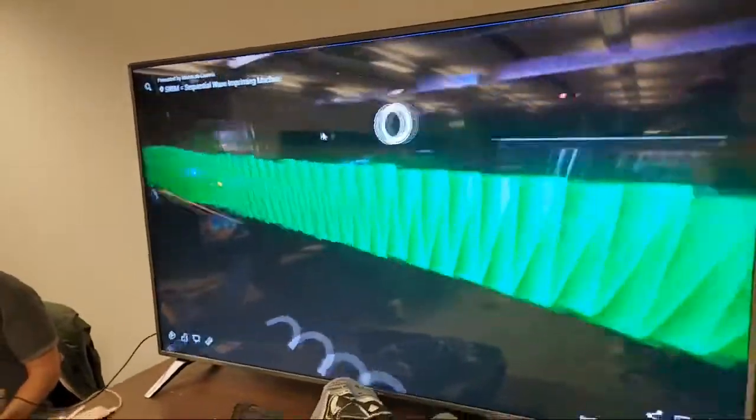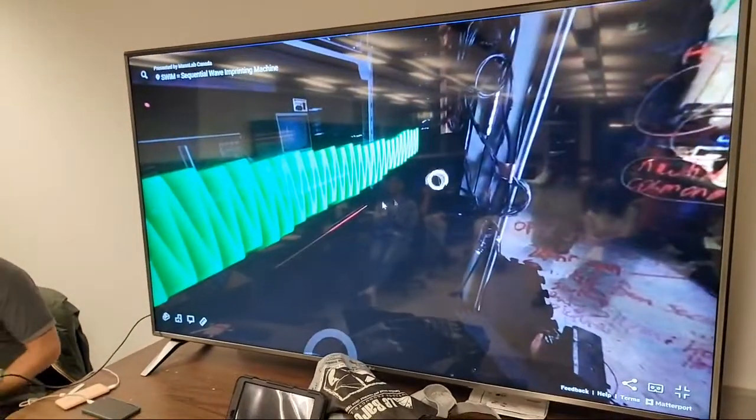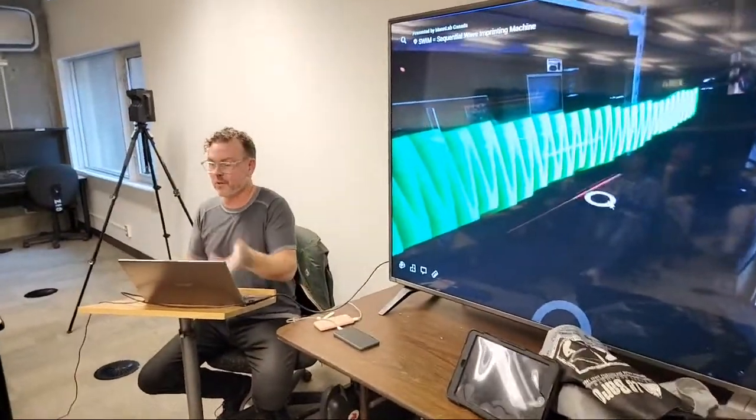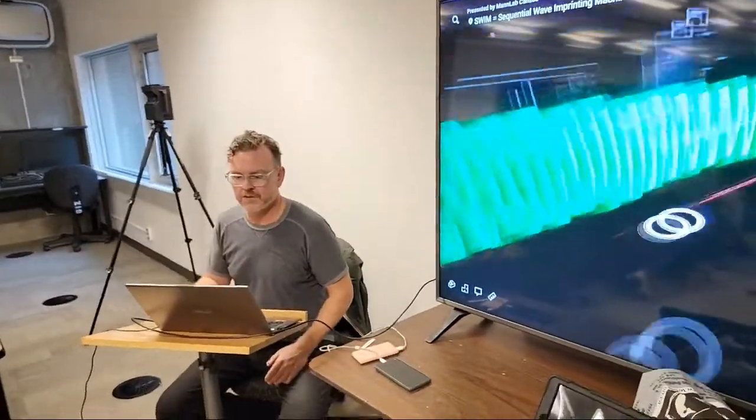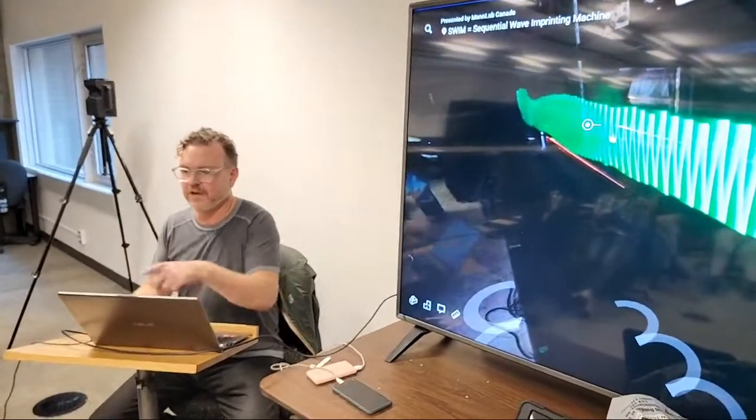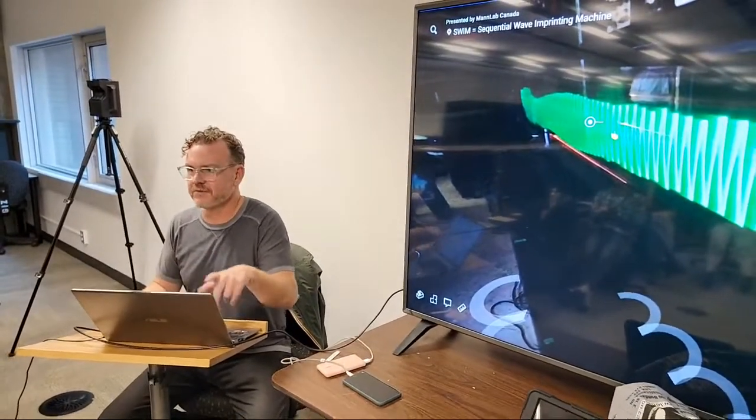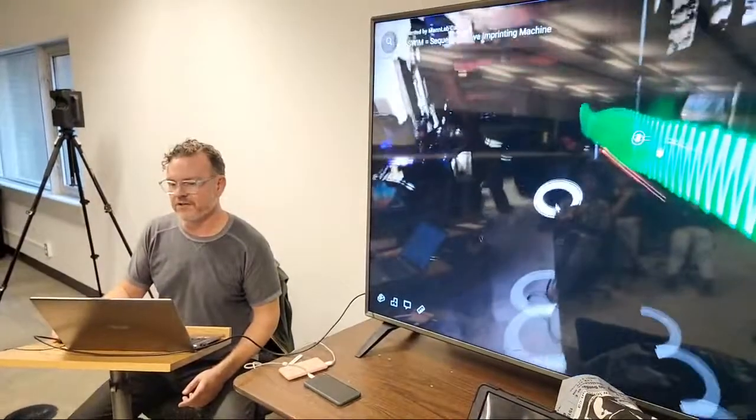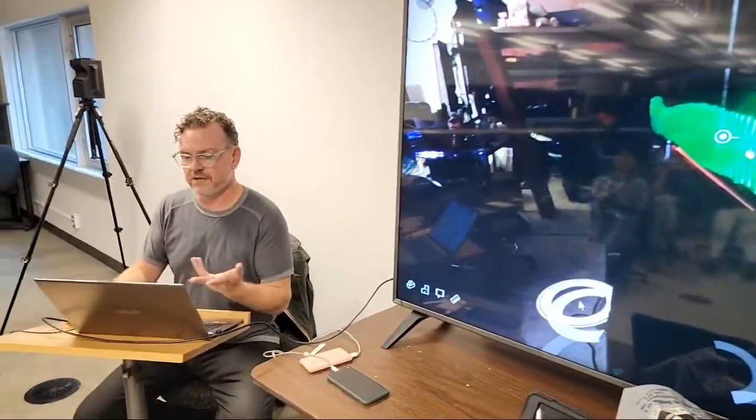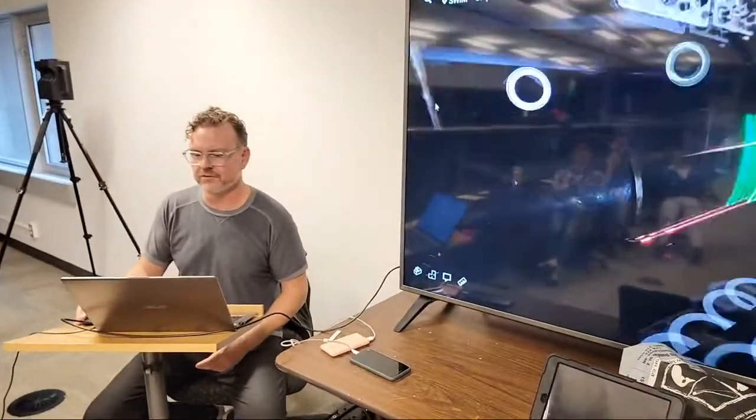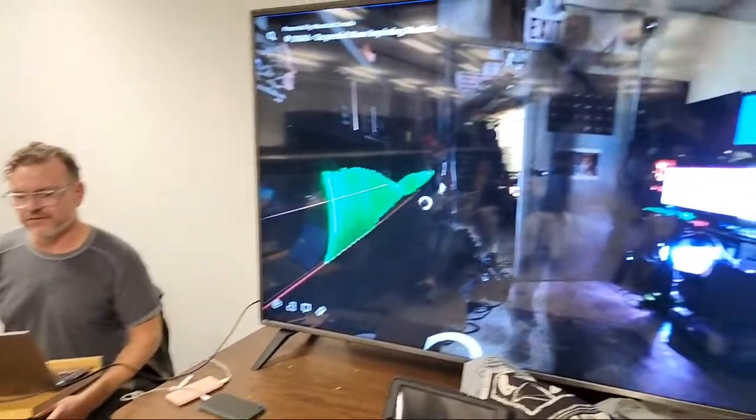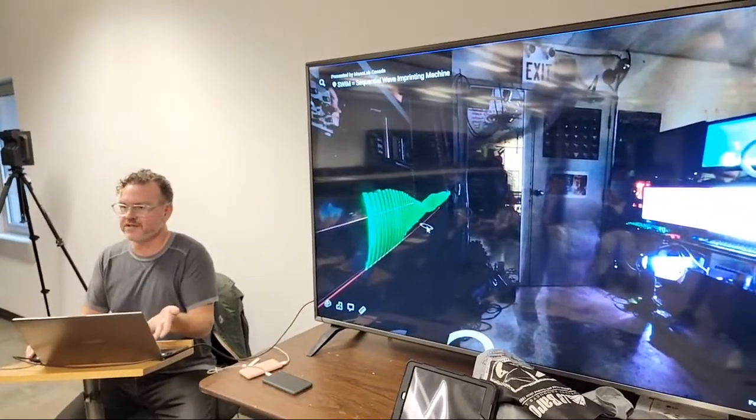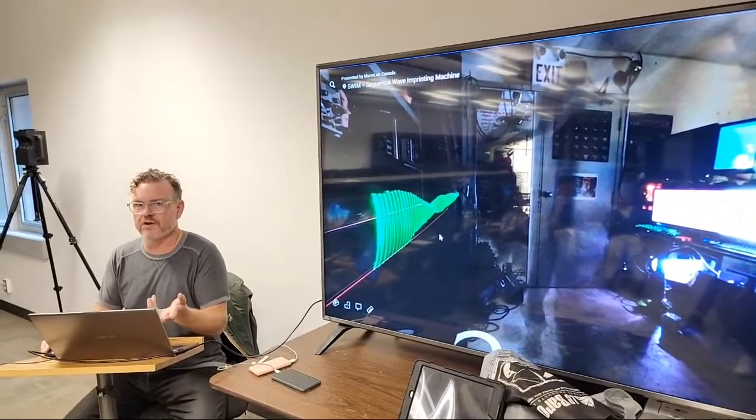So this was the beginning of augmented reality as we know it today, right? So this is the sequential wave imprinting machine where Steve's photographing waves, right? Like frequencies, radio waves, various things. And what I did just to kind of, this is so cool. Like you can kind of see the waveform. And so what Steve's doing here, he's showing you what the waveforms are.